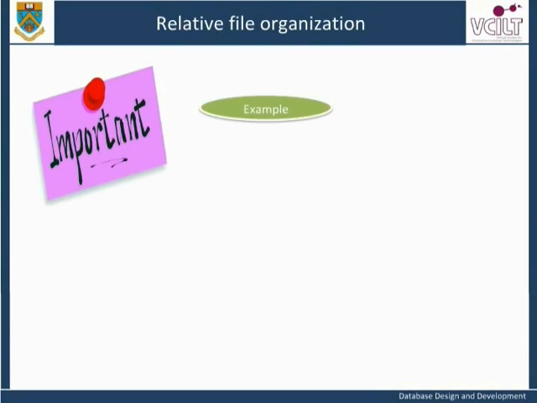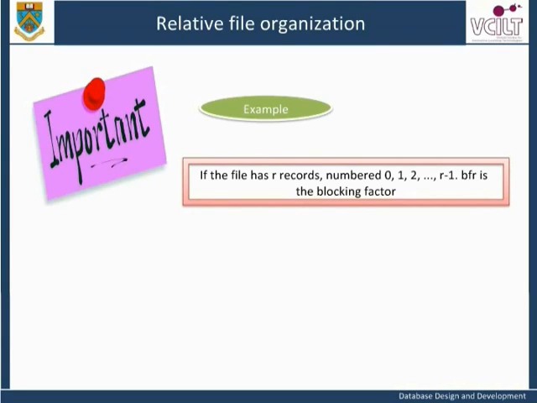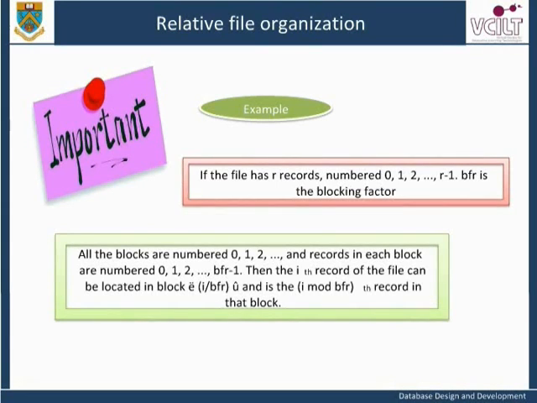For example, if the file has R records, numbered 0, 1, 2, etc., and R-1, and BFR is the blocking factor, the number of records a block can accommodate. All the blocks are numbered 0, 1, 2, etc., and records in each block are numbered 0, 1, 2, etc., BFR-1. Then, the ith record of the file can be located in block i div BFR, and it is the i mod BFR record in that block.